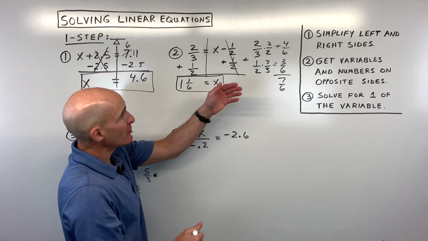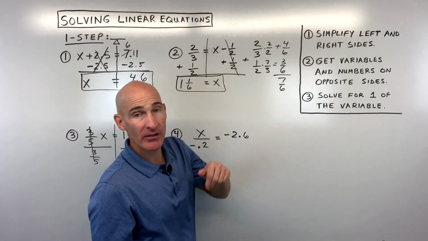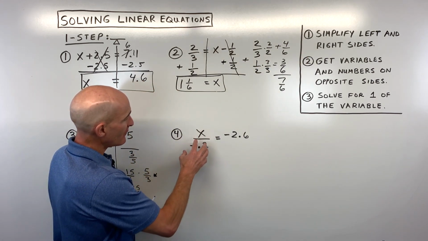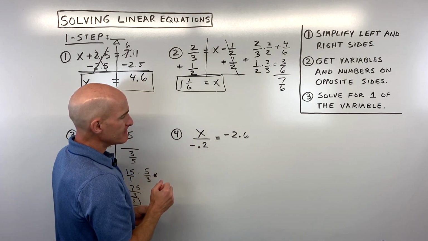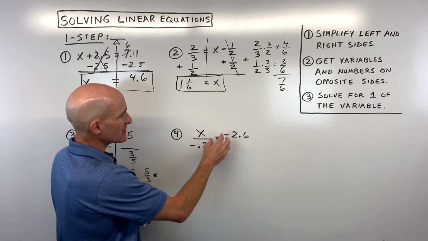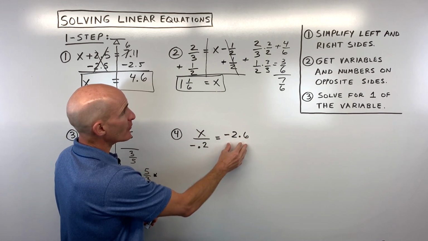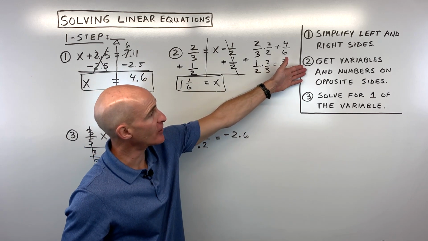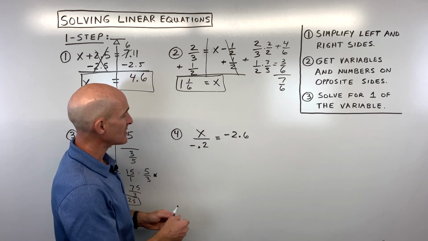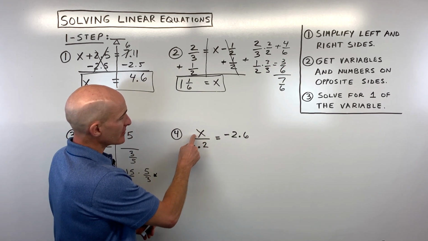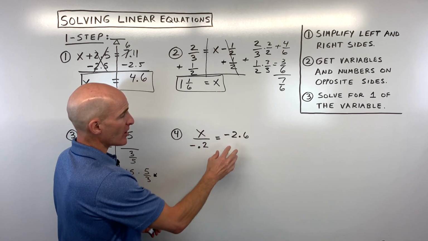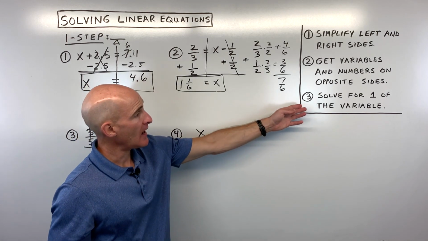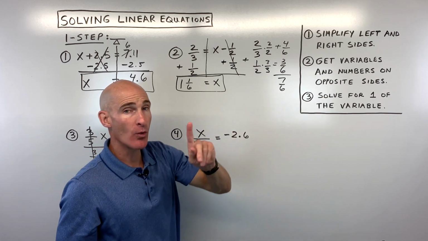And again, let's follow the steps here. We've got simplify the left and right sides. So can we simplify what's here on the left? Not really. There's not much we can do here. Can we simplify what's on the right? No, not really. So step number 2, get the variables and the numbers on opposite sides. Well, you can see we have the variables here on the left. We can see we have the numbers on the right. So that's step 2.